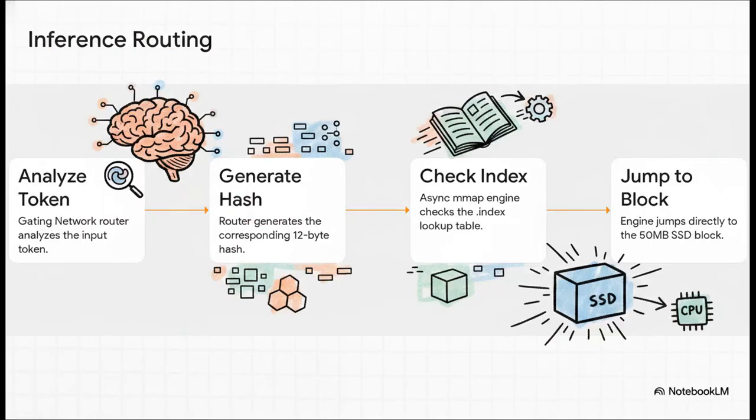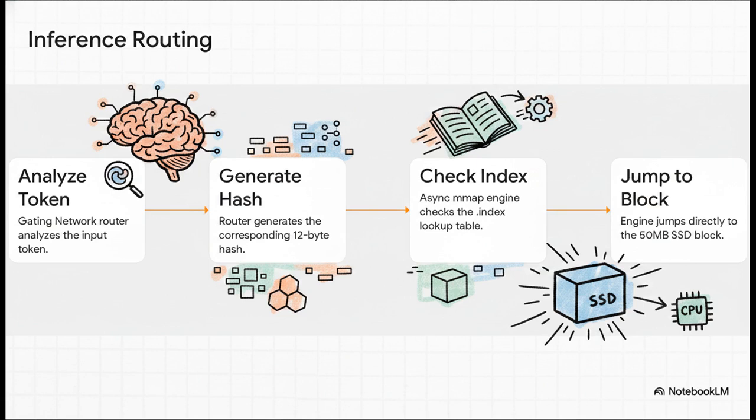At inference time, the whole process is incredibly streamlined. Step 1, the gating network router analyzes the input token to figure out the topic. Step 2, it generates that corresponding 12-byte hash. Step 3, your asynchronous mmap engine checks the ultra-slim .index lookup table. And step 4, the engine jumps directly to the exact 50-megabyte block on the SSD and pulls it into the CPU cache.